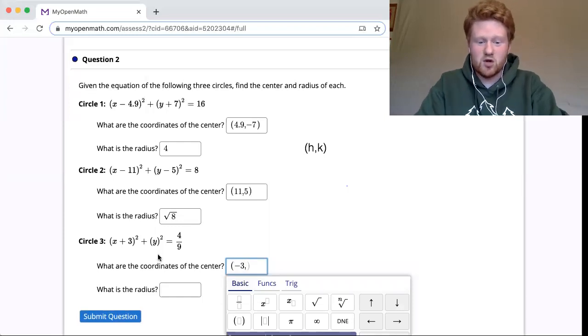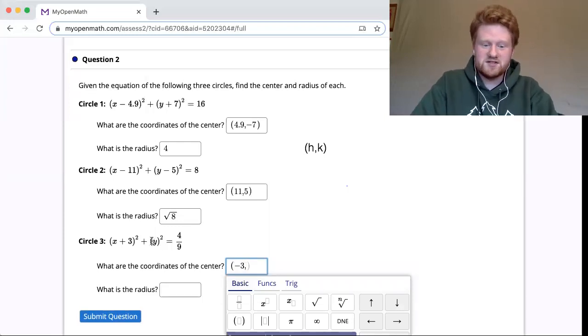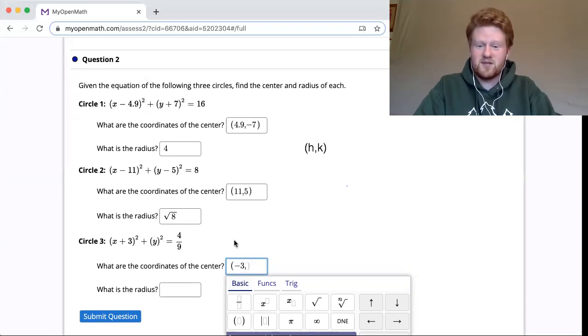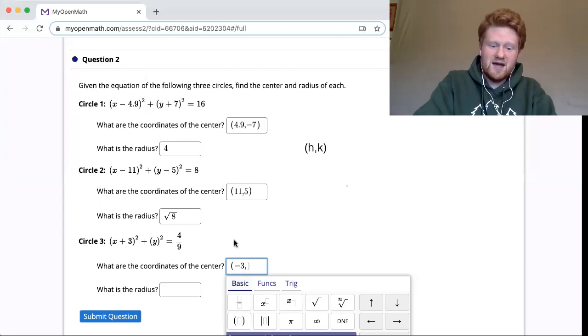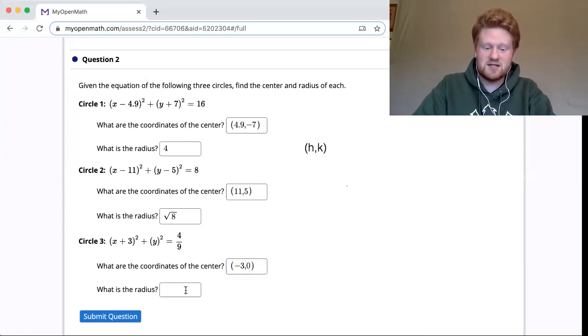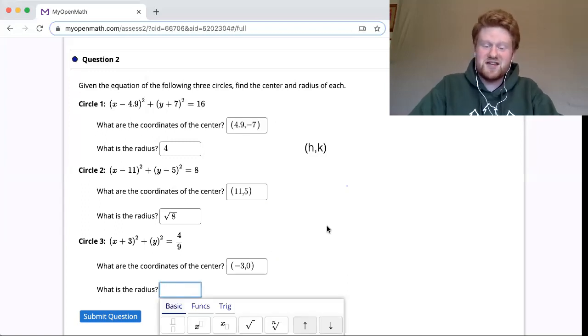Then for the k value, we just see y. We don't see y minus anything. So that means k is just 0 because they didn't write it. And so we can just assume that that is 0. So our center is at negative 3, 0. Now, what is the radius? Same strategy. We have to take the square root of 4/9.